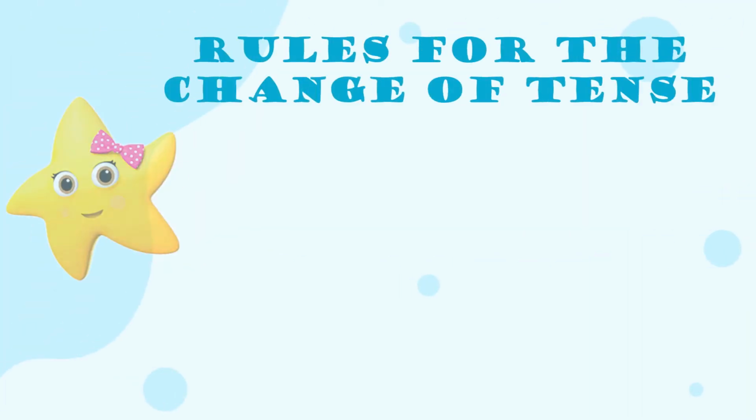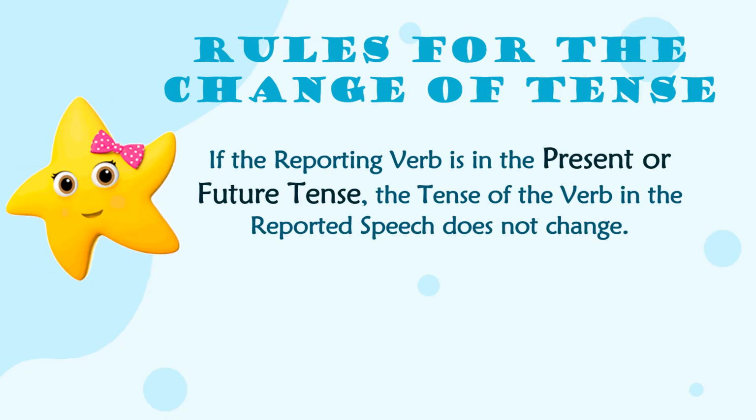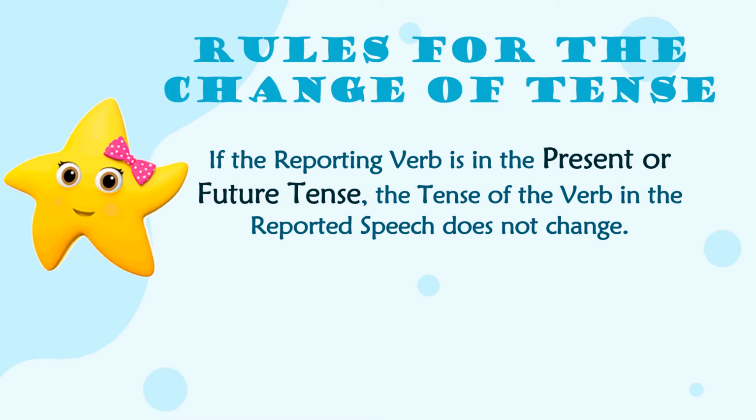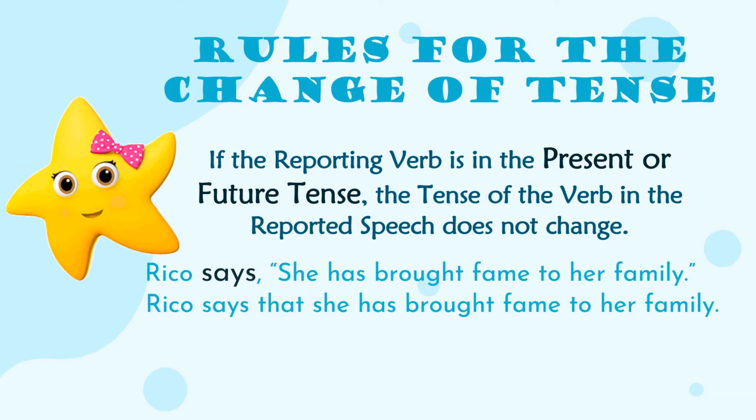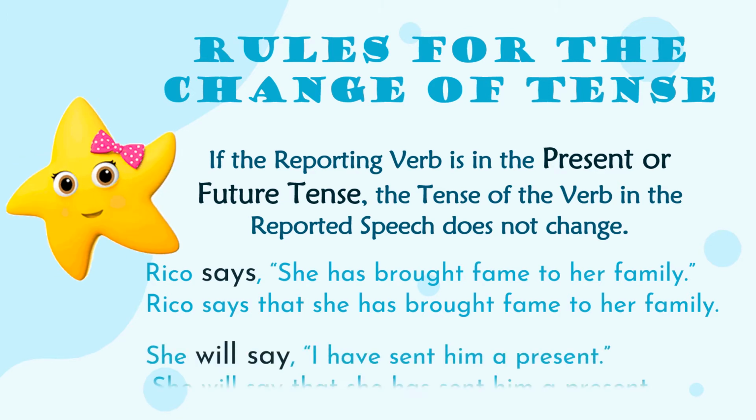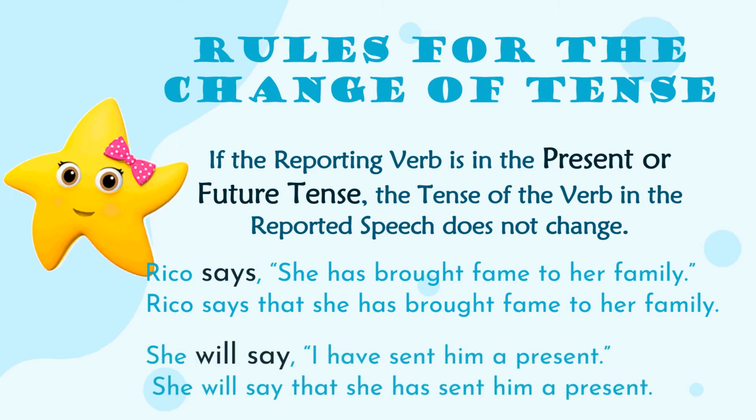Rules for the change of tense. If the reporting verb is in the present or future tense, the tense of the verb in the reported speech does not change. Let's see some examples. Rico says, "She has brought fame to her family." Rico says that she has brought fame to her family. She will say, "I have sent him a present." She will say that she has sent him a present.